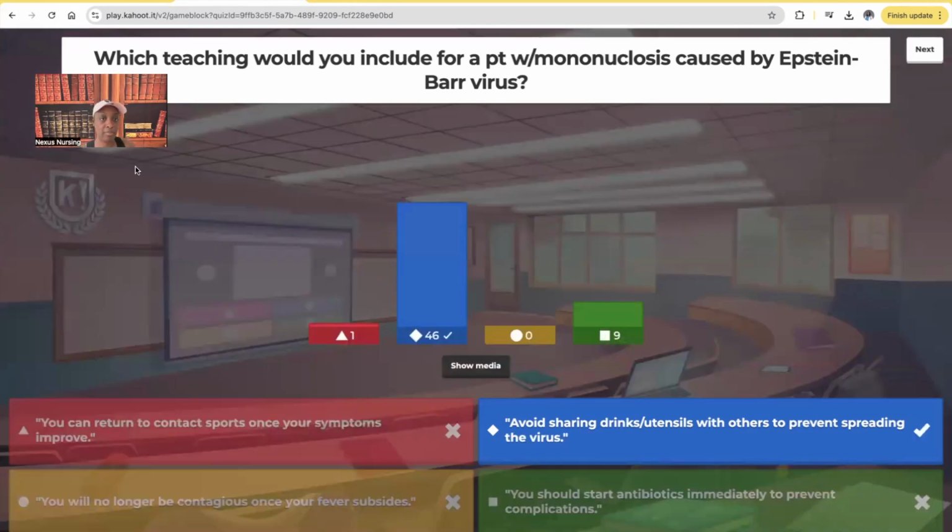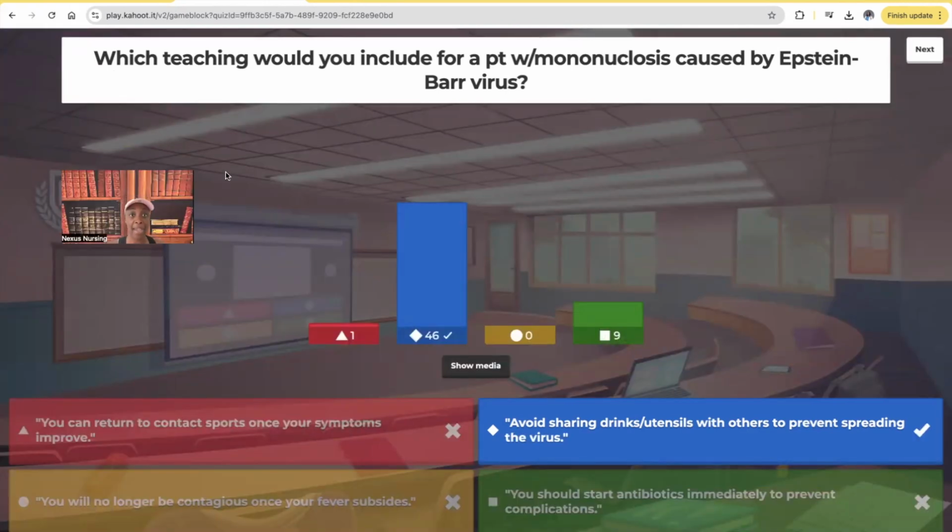Very good. First of all, something you guys have to know for test-taking purposes: the name of the virus when it comes to mono is Epstein-Barr. You need to know that. And important teaching, you're going to tell them to stay away from sharing drinking utensils or food, because that's how you spread the virus. It's primarily spread through what? Saliva. That's why it's also known as the kissing disease, right? From kissing.